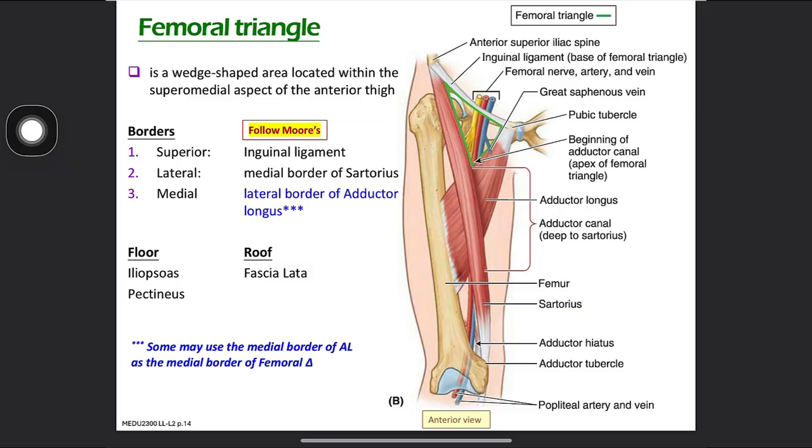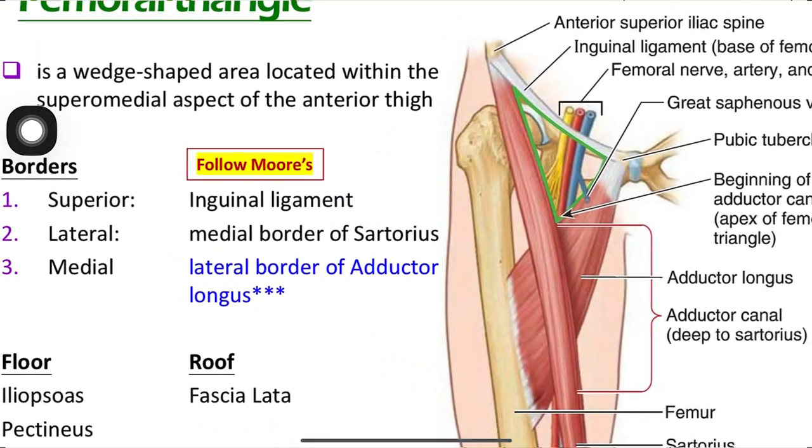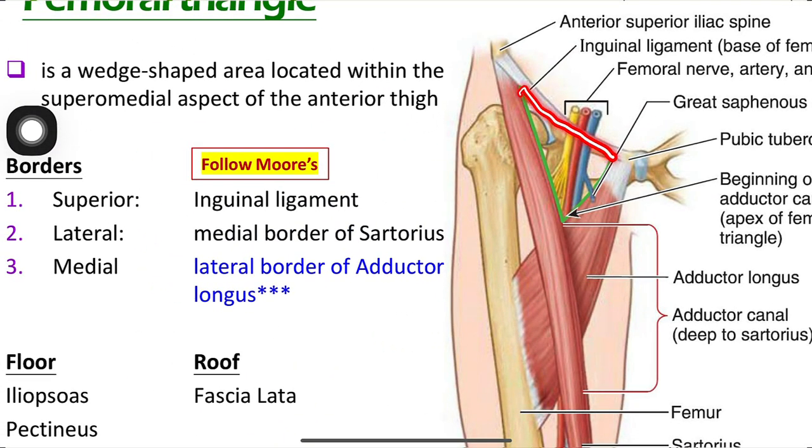Okay, so let's take a look at the borders. Now, these borders are really troublesome. This is the superior border, the inguinal ligament. And this is the lateral border, the medial border of the sartorius. And this is the medial border, which is the lateral border of adductor longus. So with these, we have the femoral triangle.